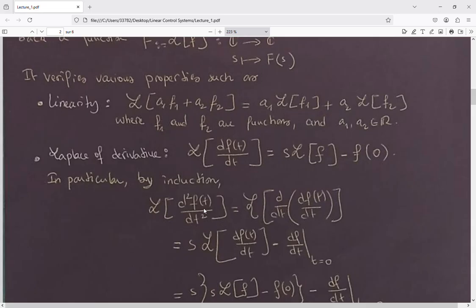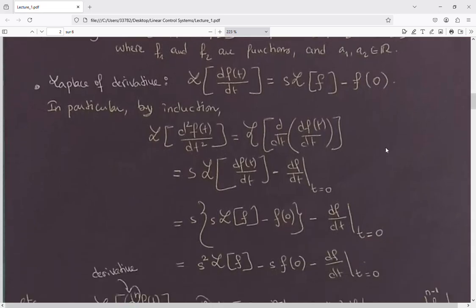Now you can use this formula to get the Laplace transform of the second order derivative of f. So the Laplace transform of d2f over dt squared is the Laplace transform of the time derivative of the time derivative of f. Okay, so this will give you s times the Laplace transform of the time derivative of f minus the time derivative of f at t equal to 0.